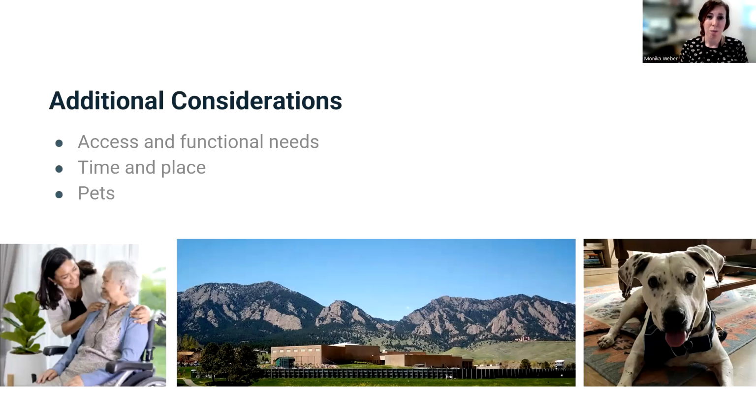Another thing we want to think about is time and place. So while your plan might be one thing if it's midday on a Tuesday, how does that shift if it's Saturday night, right? And so thinking about where are other members of your household, access to your transportation, etc., and how that might shift your plans.